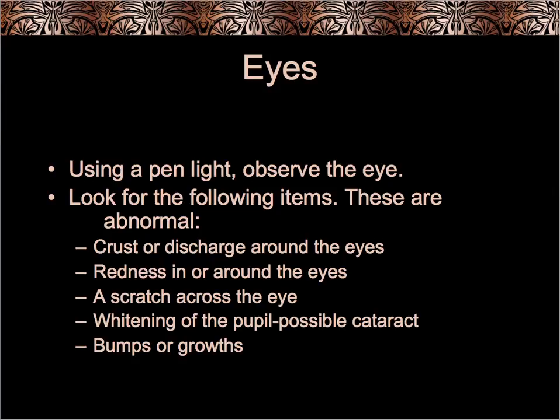Other abnormal things, any crust or discharge, just like around the nose. If it's around the eyes, that would be a problem. If the eye is red or the area around the eye is red, that would be abnormal. If the pupil, that black part, is gray or white, they could have a cataract. And what that means is the lens that is behind the pupil becomes cloudy. So instead of being like nice clear glass, it's foggy. And that means the animal may not be able to see as well. Sometimes you'll see this in older animals. And then also any bumps or growths would be an abnormality for their eyes.